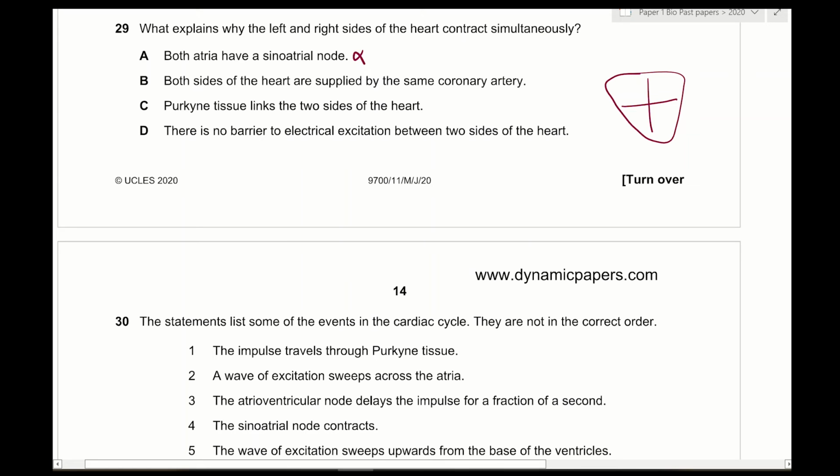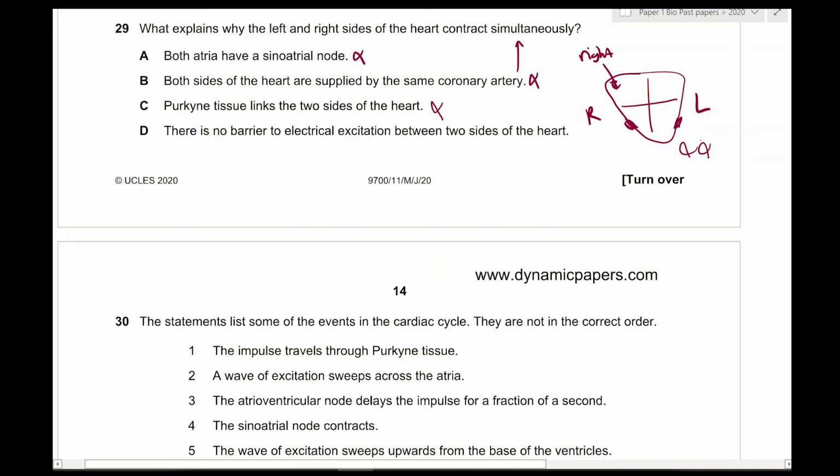This is incorrect. The sinoatrial node is only found in the right atrium. And here is the right and left. It's only found in the right atrium. B. Both sides of the heart are supplied by the same coronary artery. Coronary artery has nothing to do with contraction stimulation. It has something to do with the sinoatrial node, not with the coronary arteries. C. Purkinje tissues are found at the bases of ventricles, here and here. Therefore, they never link the two sides of the heart, and this is incorrect.